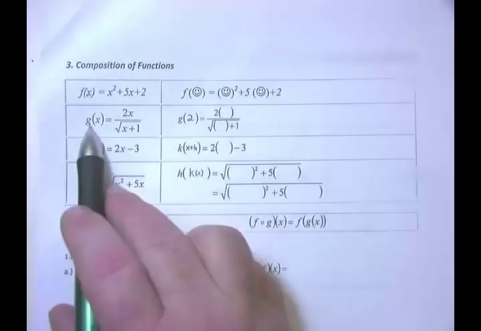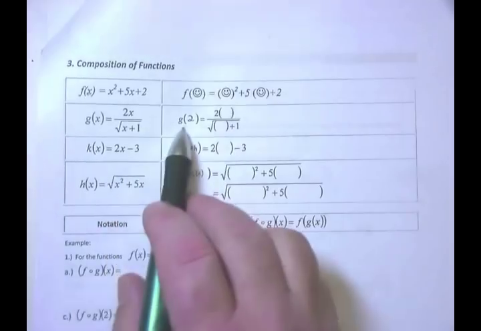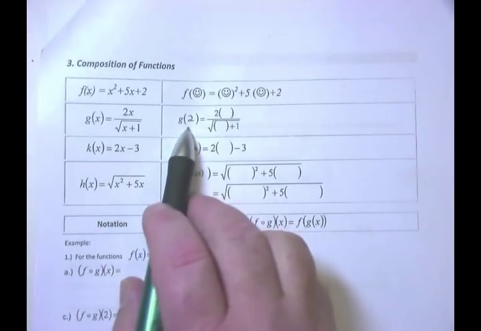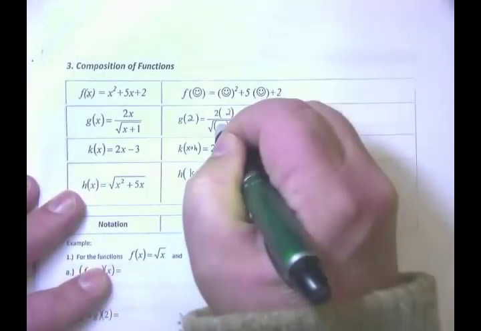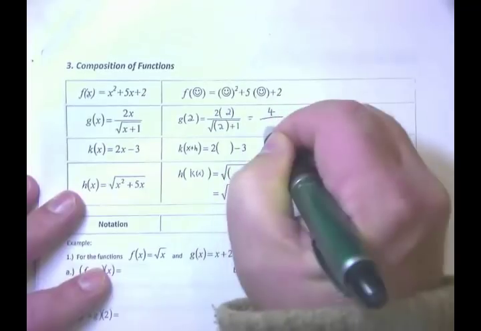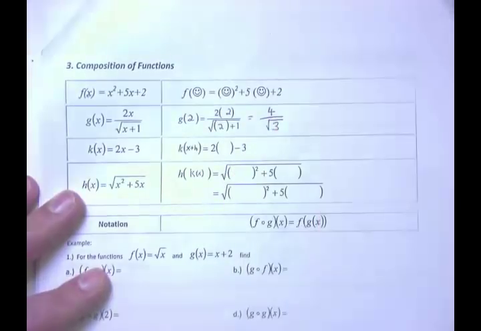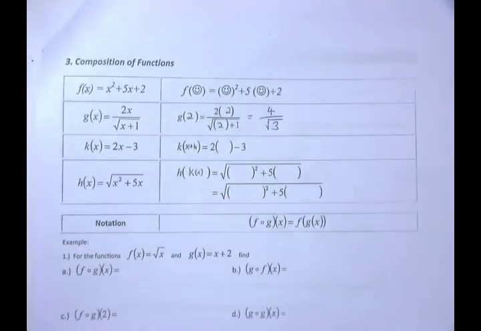All right, same idea here. g of x is 2x divided by the square root of x plus 1. What would g of 2 be? What are you supposed to do? Well, we're going to plug in 2 for all the x's. So it'll be a 2 there and a 2 there, and then clean it up. 2 times 2 is 4 divided by the square root of 3. Here's the beautiful part about calculus. We would accept this answer and you're good to go.